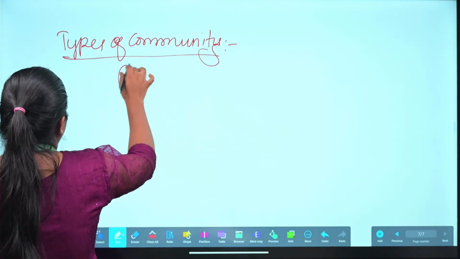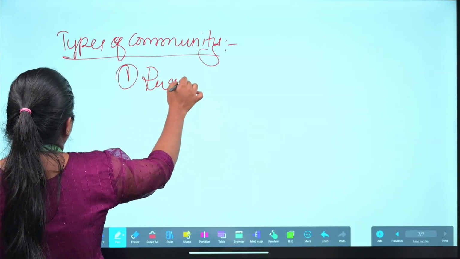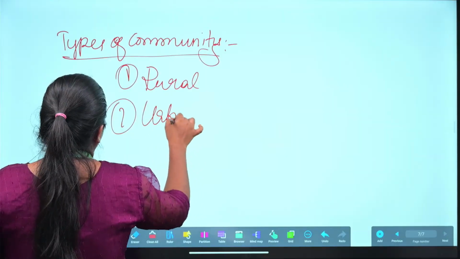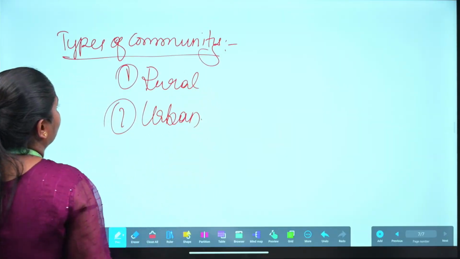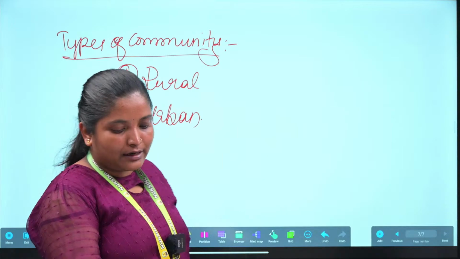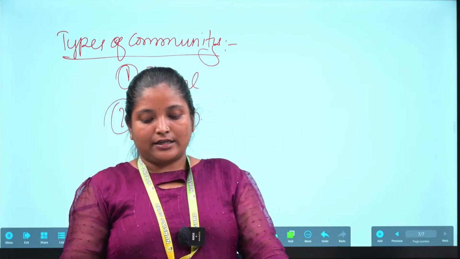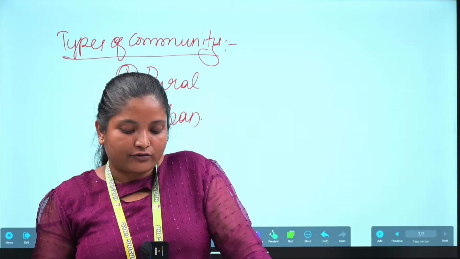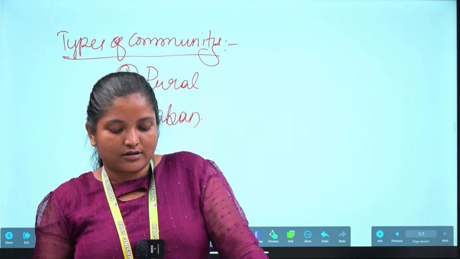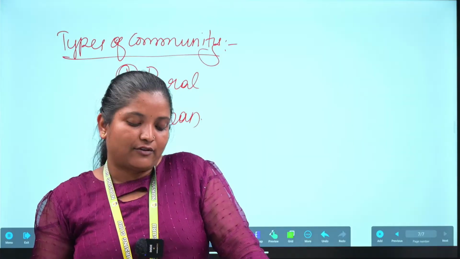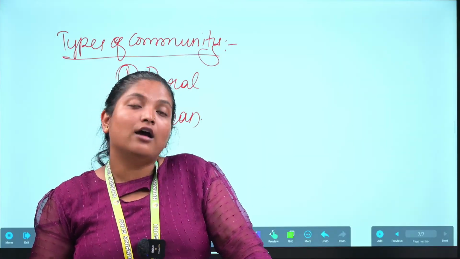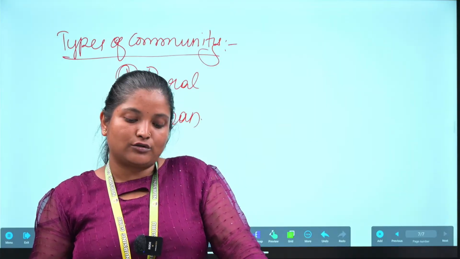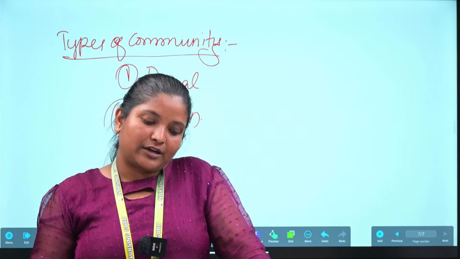Next, the first one is rural, the second one is urban. Okay, so the rural community and the urban community. The rural community is a natural phenomenon. It is present in every society of the world, having distinct cultures and patterns of social life. According to the locality and the development of the area, we segregate into rural community and urban community.